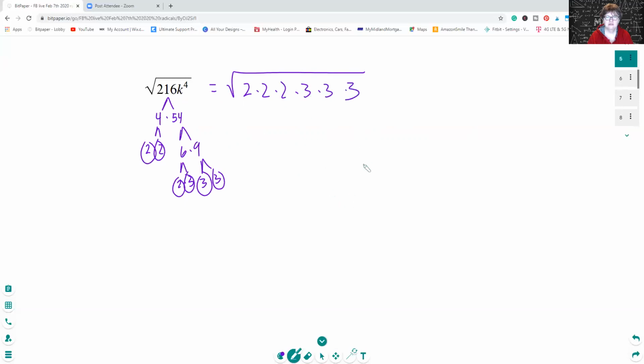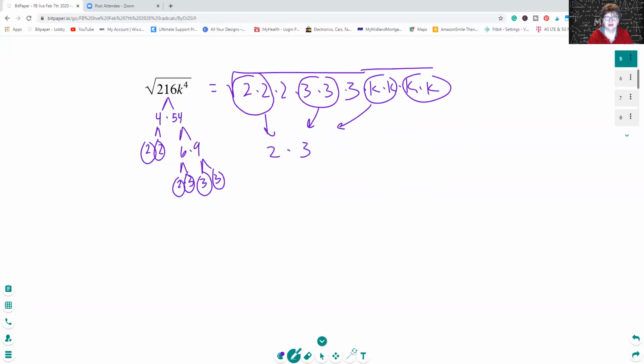Phew. And then I have k to the 4th, and I'm not going to worry about that. I'm just going to put 4 k's here because that's what that exponent means, right? That you have 4 of them. Ooh, baby, long one, but it's not hard. So again, pairs. Group of 2, group of 2, group of 2, group of 2. So this comes out as a 2, this comes out as a 3, this comes out as a k, this comes out as a k, and then I have a leftover 2 and a leftover 3 that have to stay home and watch Netflix.